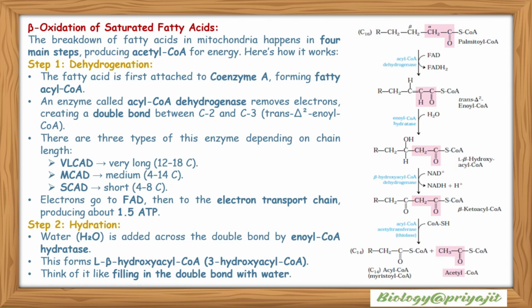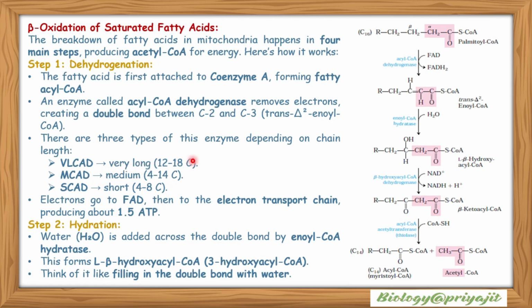Beta oxidation of saturated fatty acids. The breakdown of fatty acids in mitochondria happens in 4 main steps, producing acetyl-CoA for energy. Here is how it works. First one is the dehydrogenation. The fatty acid is first attached to coenzyme A, forming fatty acyl-CoA. An enzyme called acyl-CoA dehydrogenase removes electrons, creating a double bond between C2 and C3, forming trans-Δ2-enoyl-CoA.